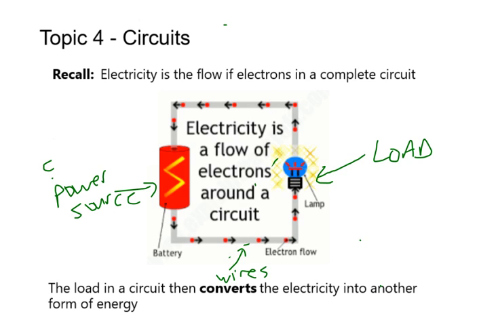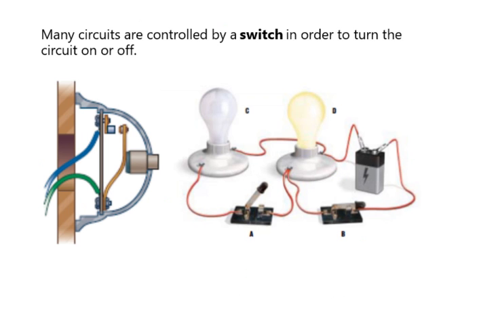If you don't have some sort of wires, how are the electrons going to move? But there's also one more thing we often put into a circuit, a switch. And doesn't that make sense though? Because if you don't have a switch in a circuit, then the current is always on, right?